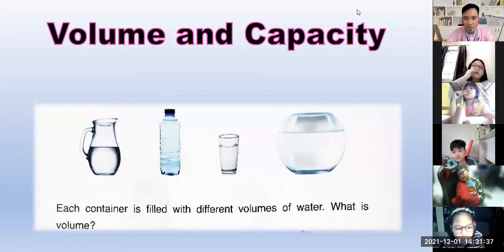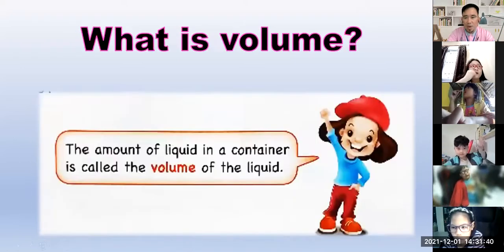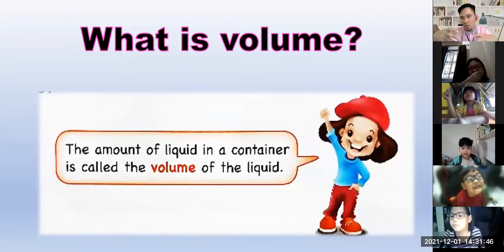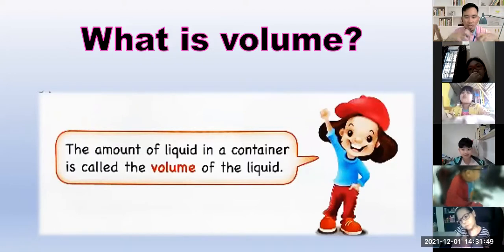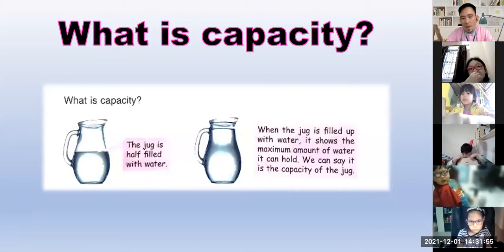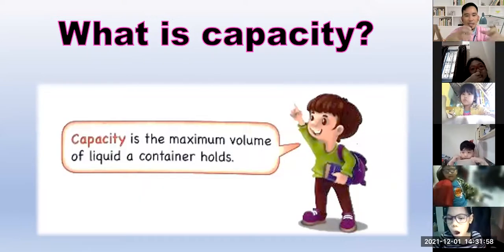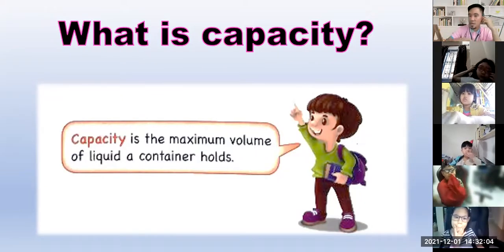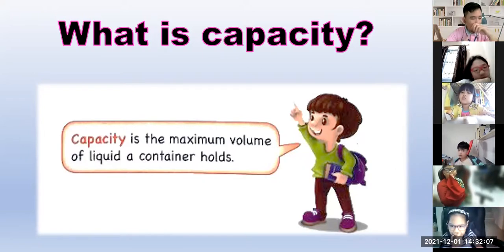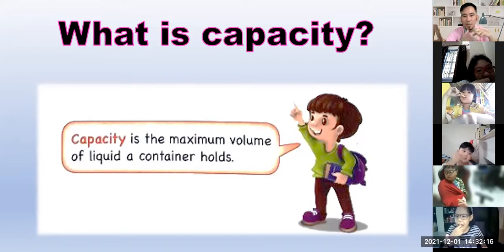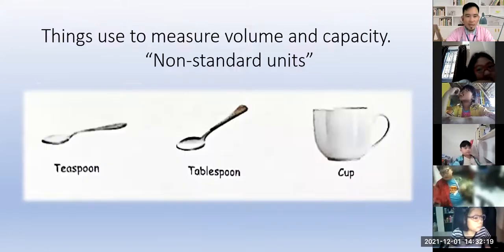And what is volume once again? Volume is the amount of liquid in a container. The liquid inside, it might be water or juice or anything which is liquid inside a container, that is called the volume. Now here, capacity. What is capacity? Capacity is the maximum volume of liquid a container can hold. So if the container can hold 2 liters, the capacity of that container is 2 liters. If the container can hold 500 ml, the capacity of that container is 500 ml.